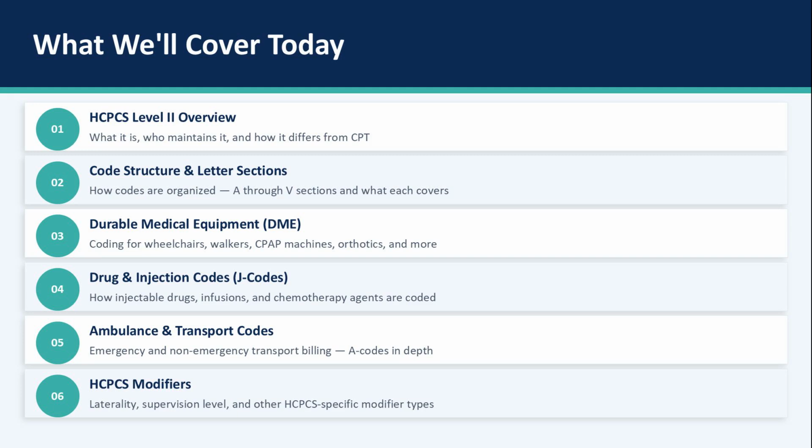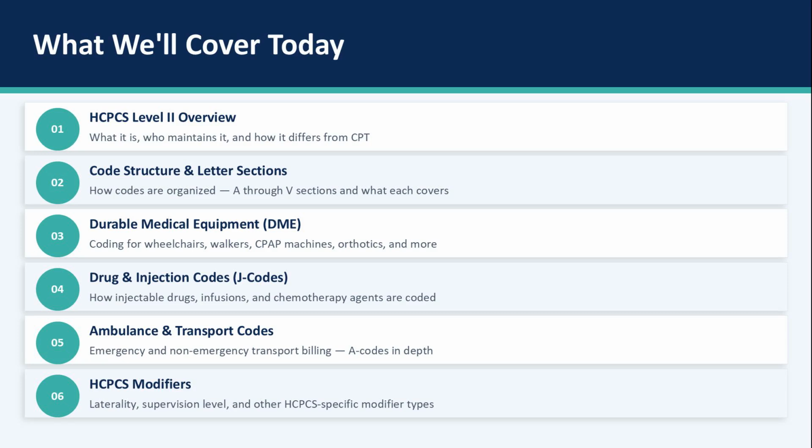Topic 3. Durable Medical Equipment, or DME. This is one of the most commonly tested HCPCS areas on the CPC exam. DME covers items like wheelchairs, walkers, hospital beds, CPAP machines, and orthotics. There are specific coverage criteria for Medicare DME that you absolutely need to know. Topic 4. Drug and injection codes, which are called J codes.